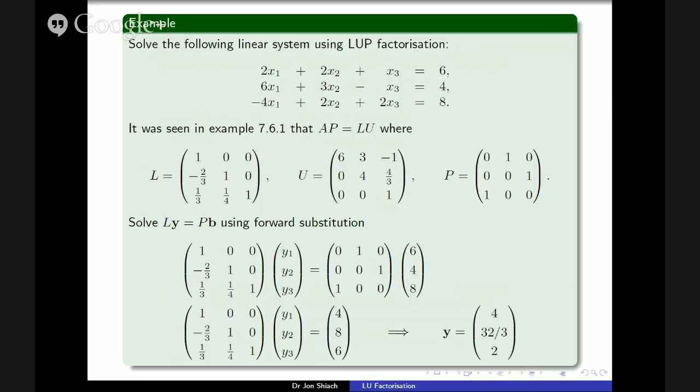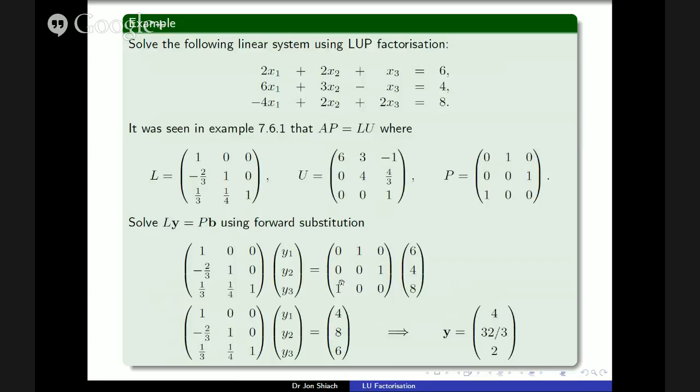Right, so I have this 3x3 system. This is the same one as used in a previous example where we calculated the LUP factorization. So this is my L, U, and P. What we do is, this is L and this is Y. So we're going to solve LY equals PB. So there's my L and that's my P.